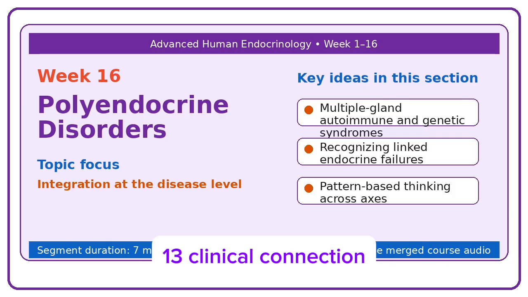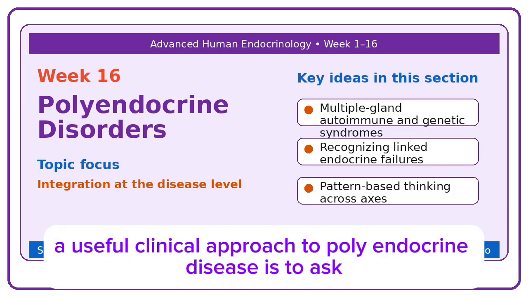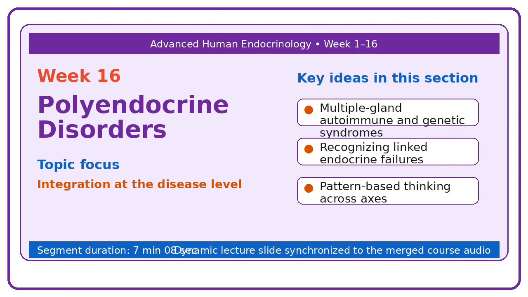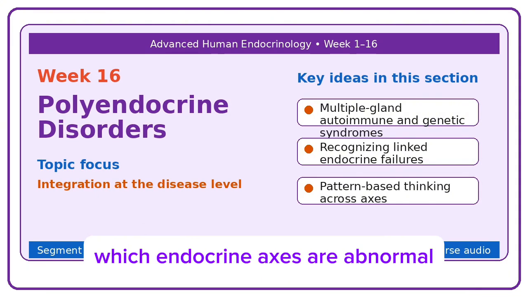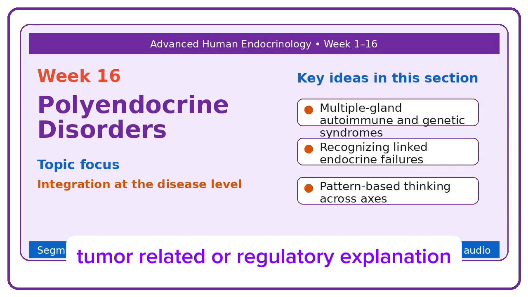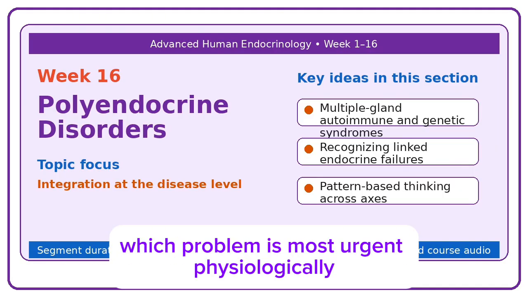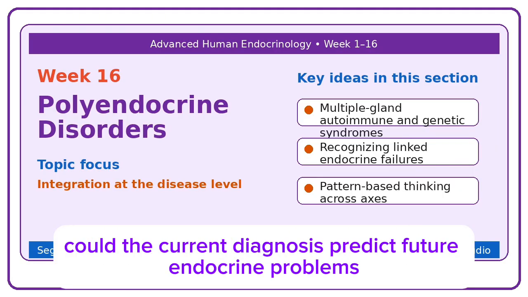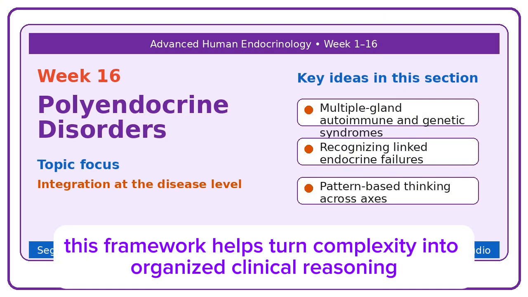13. Clinical connection. A useful clinical approach to polyendocrine disease is to ask, which endocrine axes are abnormal? Is there a shared autoimmune, genetic, tumor-related, or regulatory explanation? Which problem is most urgent physiologically? Could the current diagnosis predict future endocrine problems? This framework helps turn complexity into organized clinical reasoning.